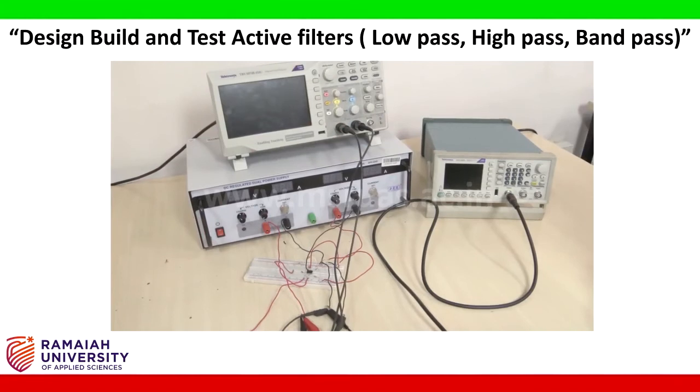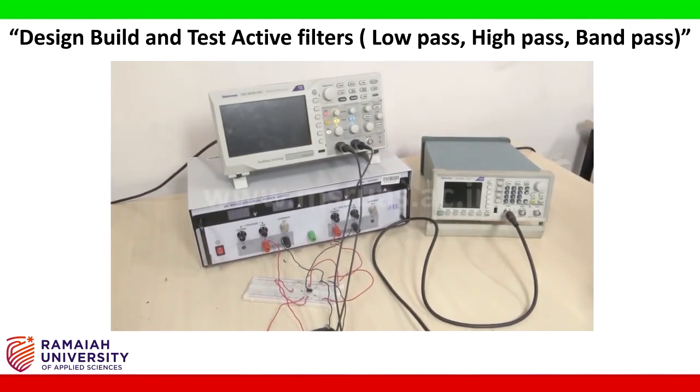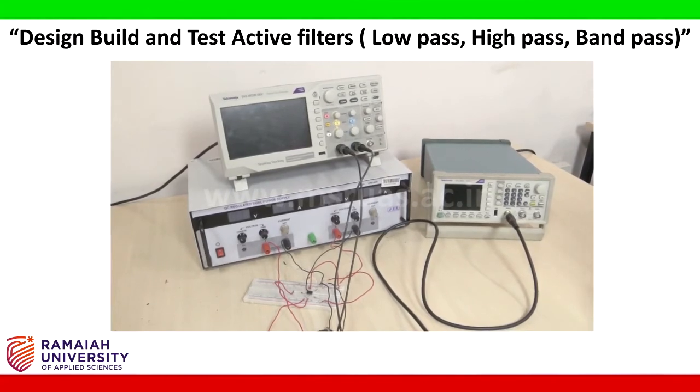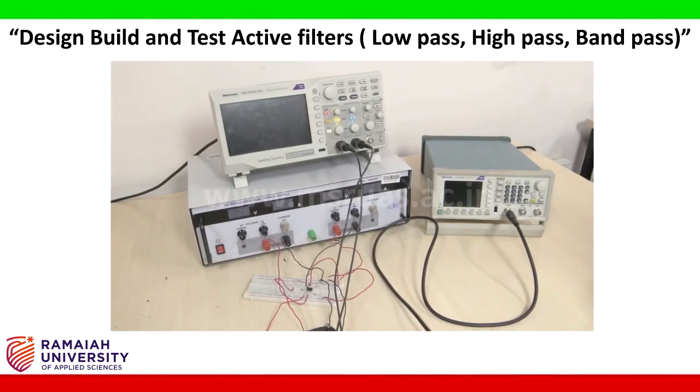This completes the circuit connection of the active band pass filter design. We have designed the circuit for 1 kilohertz of cutoff frequency. So we can expect the critical frequency of this circuit is around 800 hertz. So now I am going to check.